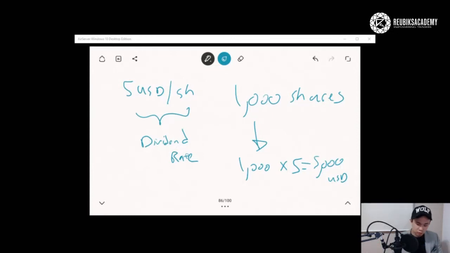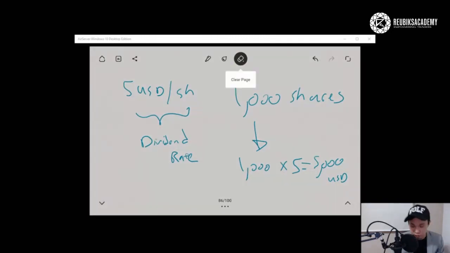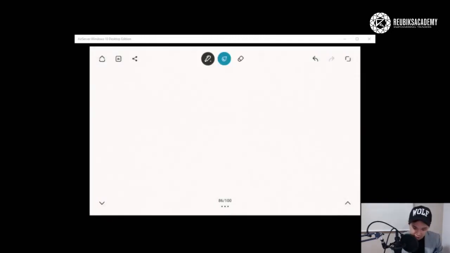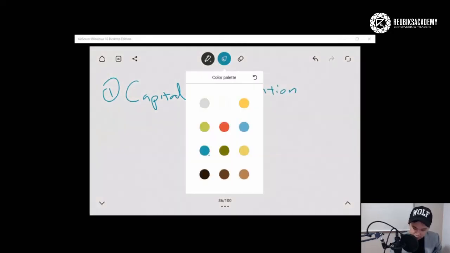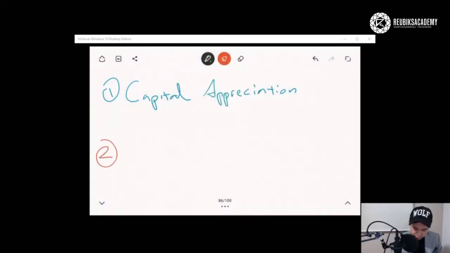So that's it for this lesson. Very short, just a summary. The two ways you can make money from the market is, number one, through capital appreciation, and number two, through dividends. Thank you very much.